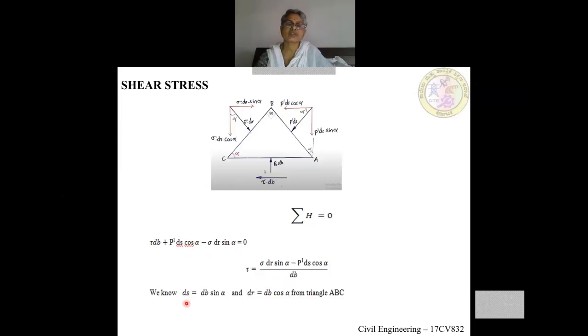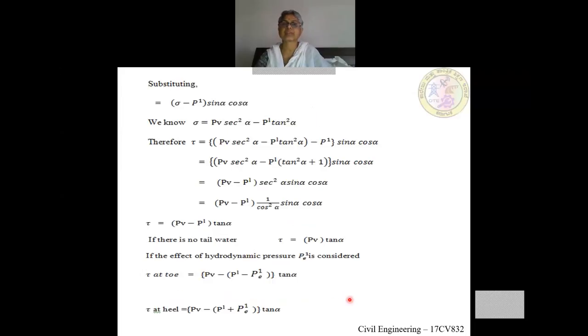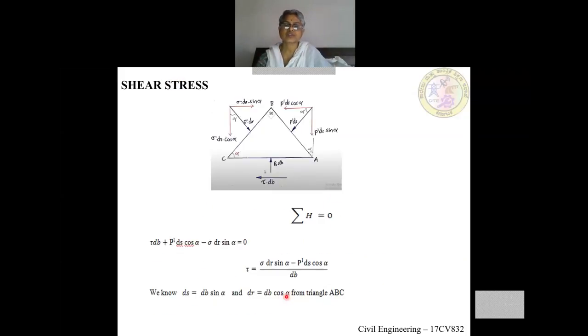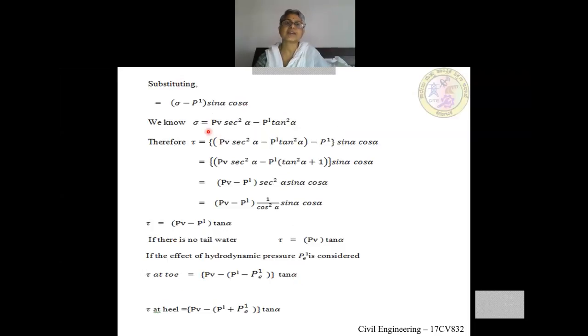We already know that ds is equal to dB sine alpha and dr is equal to dB cos alpha from the triangle ABC. Substituting that here, one second, let me go to the previous slide. So dr is substituted in terms of dB, and ds is also substituted in terms of dB. dB will be taken out as a common term and it will be cancelled. If you cancel dB, this is the expression you will get: sigma minus P dash sine alpha cos alpha.